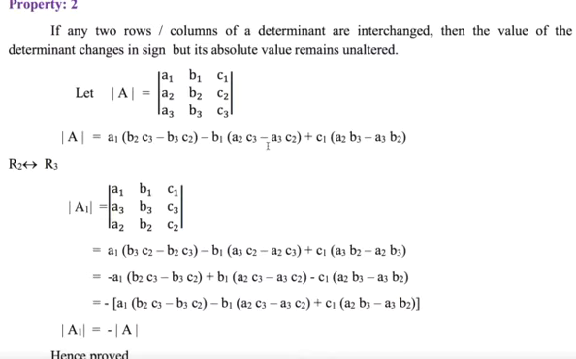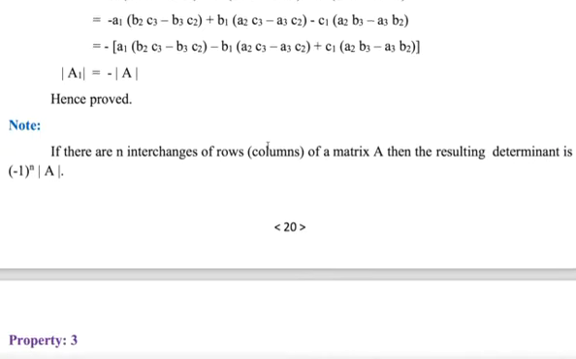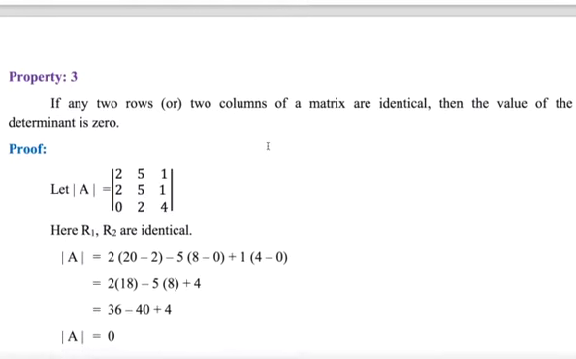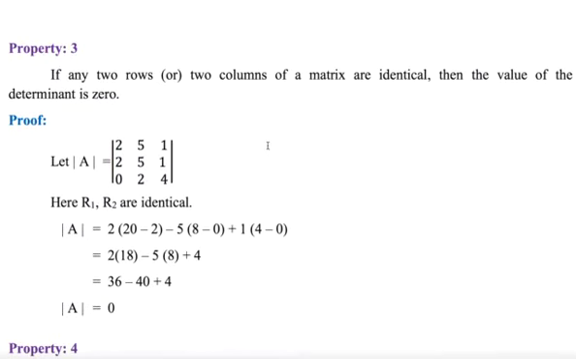If any two rows or columns of a determinant are interchanged, then the sign will change. If there are n interchanges of rows of a matrix, then the resultant determinant will be (-1)^n times det A. If any two rows or two columns of the matrix are identical, then the value of the determinant is straight away 0. This determinant you need not compute, this is 0.